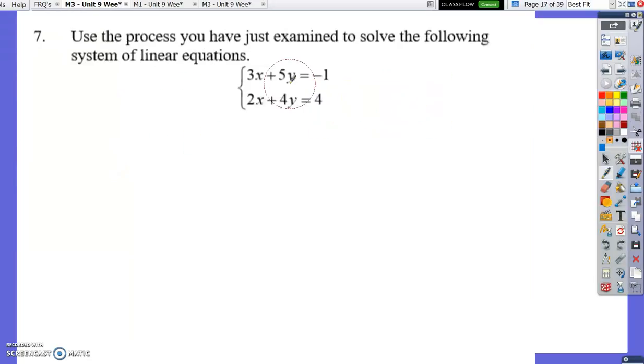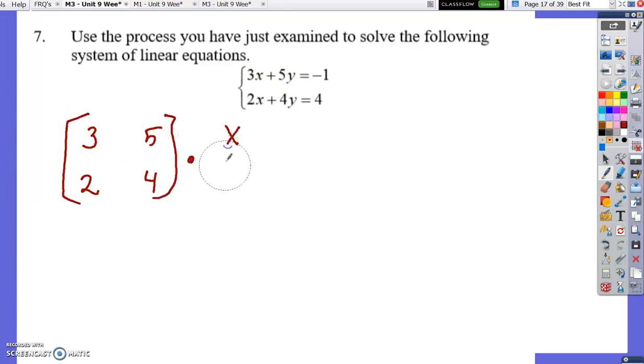So next, question 7 asks us to use what we just did to try to answer this one. And I'm going to let you do it on your own after we write down the matrix equation. So we've got this system of equations here, which can be rewritten as 3 and 2 for the x's and 5 and 4 for the y's, times the x y matrix, equals two numbers on the other side of the equal sign, -1 and 4.